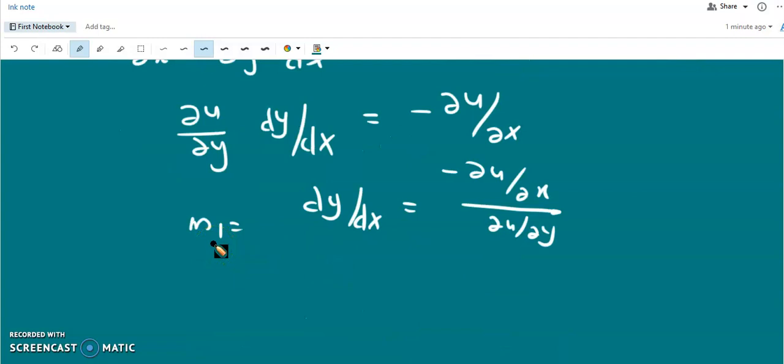This is the slope m1 of the family of curves of the expression u equal to k1.